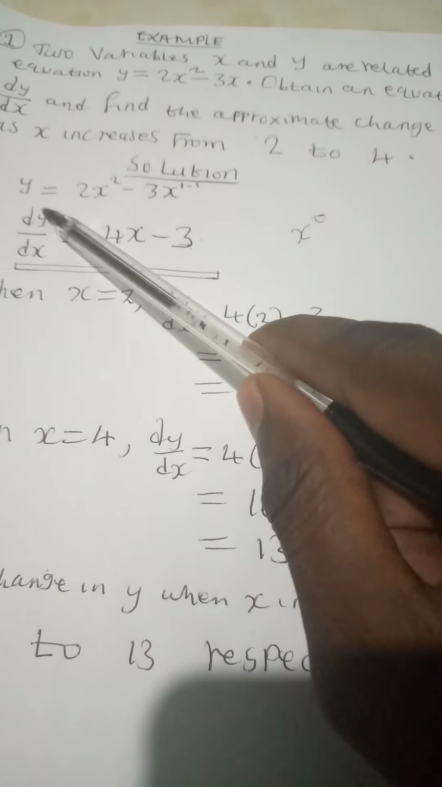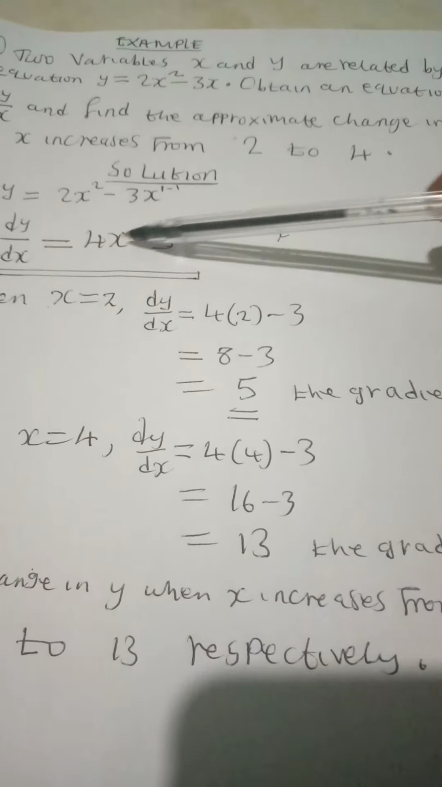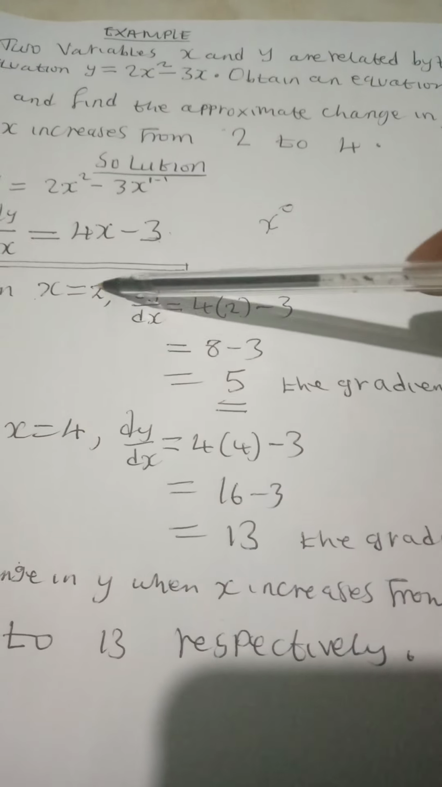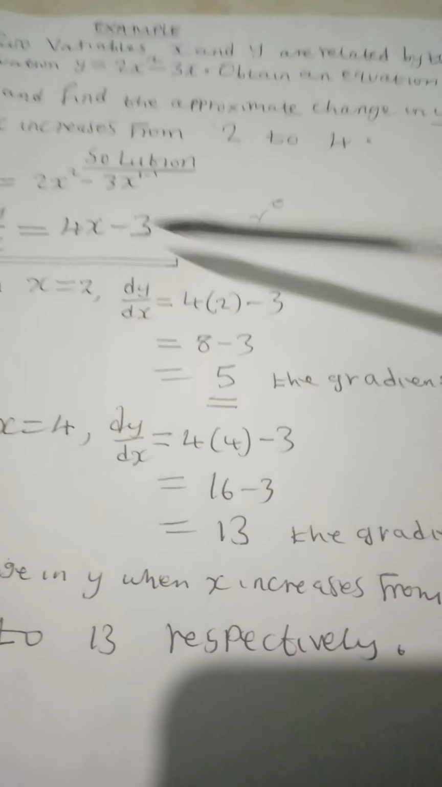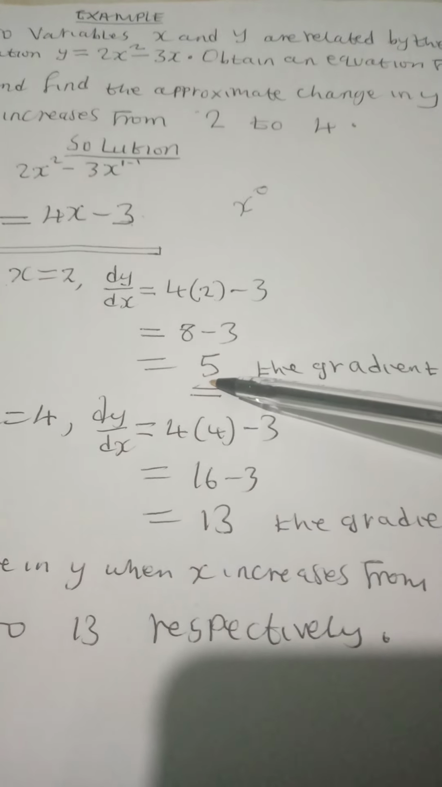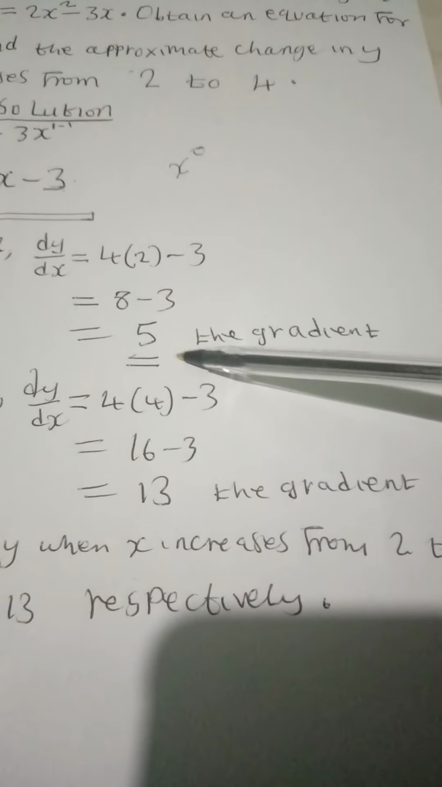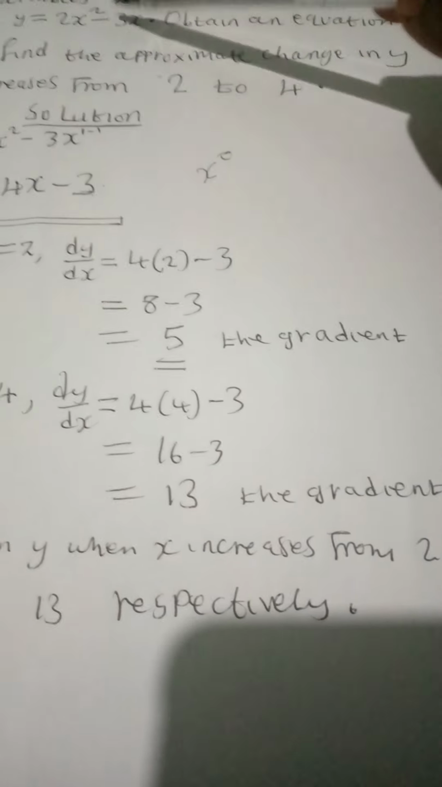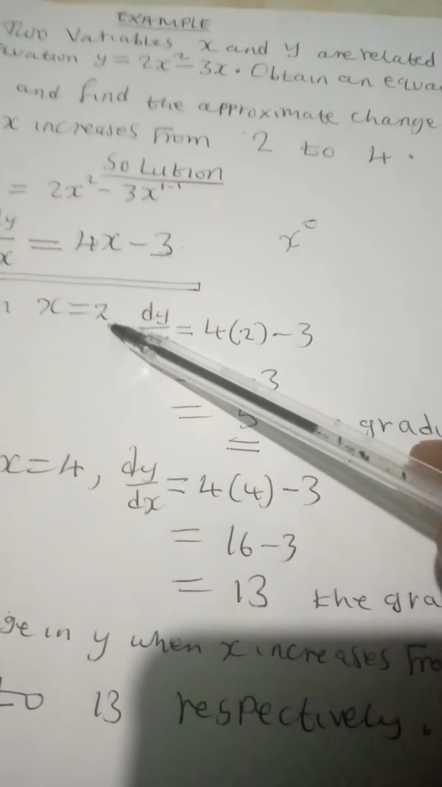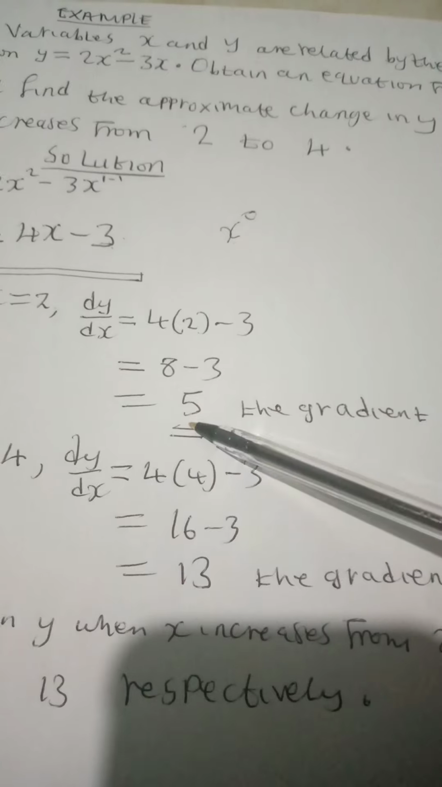You get this equation for the dy/dx, 4x minus 3, that is the one I've brought here. Where there is x, you put a 2. The operation between 4 and x is a times. So you get this 4, then the 2, the value of x, then minus 3. 4 times 2 is 8. 8 minus 3, you get a 5. So the value of dy/dx when x is 2 is 5. And this 5 is called the gradient of this curve at the point where x is 2. So we are done, we have found the value of dy/dx when x is 2.